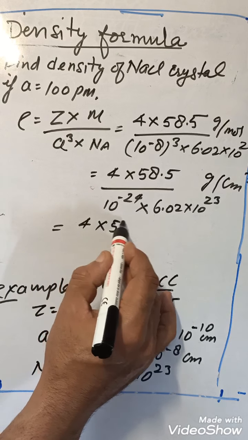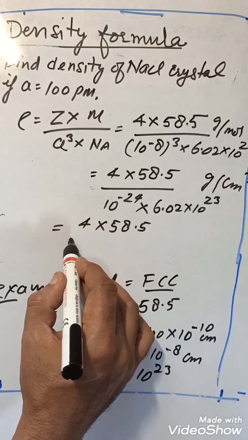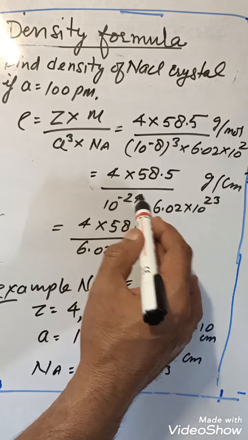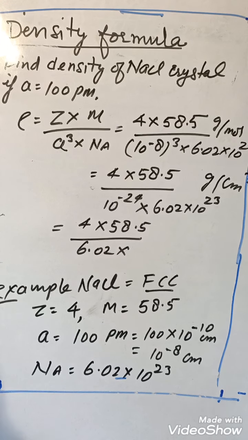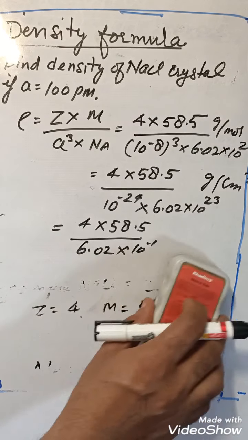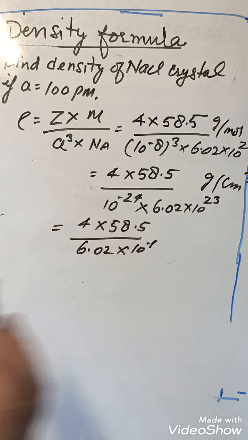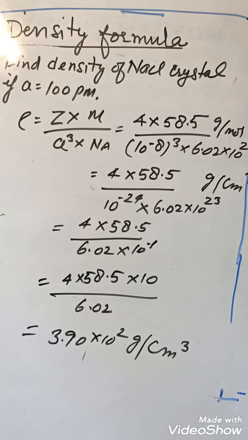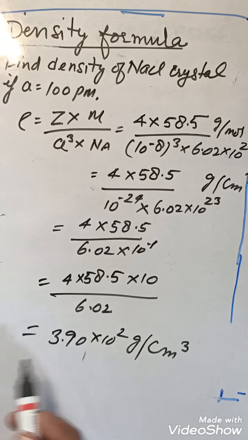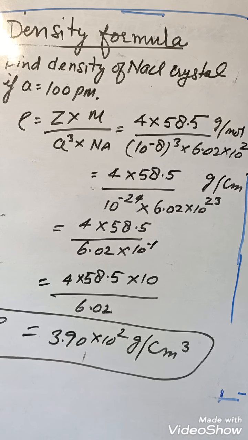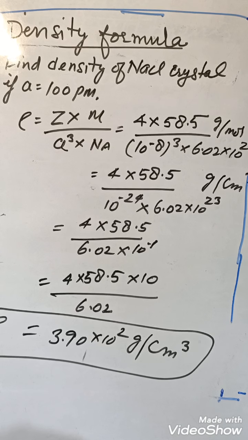4 into 58.5 divided by 6.02 into 10 raised to power minus 24 into 10 raised to power 23. So 10 raised to power minus 1. So we can calculate from here density of this crystal. So calculate, after simplifying, density of sodium chloride crystal will be 3.9 into 10 raised to power 2 gram per centimeter cube. In this way we can calculate density of a crystal.